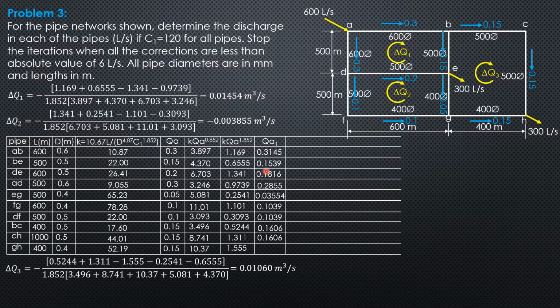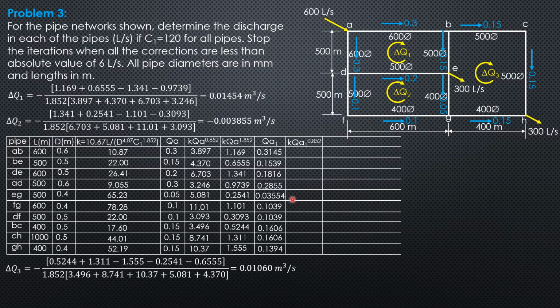Then BE is common to loops 1 and 3. So BE is 0.15 plus delta Q1 plus 0.01454, then minus delta Q3 minus 0.0106. So the result is 0.1539.